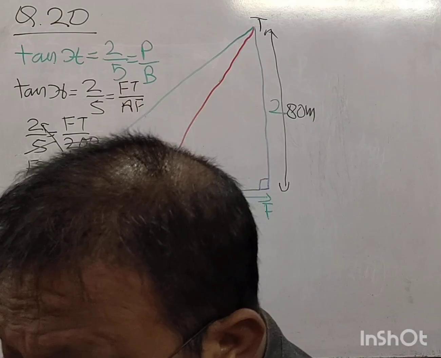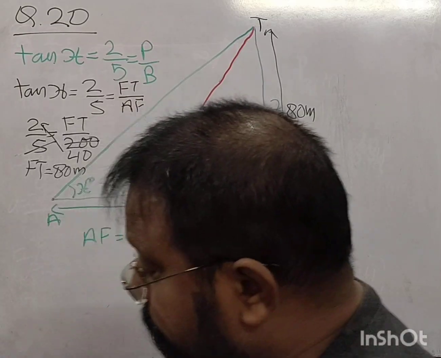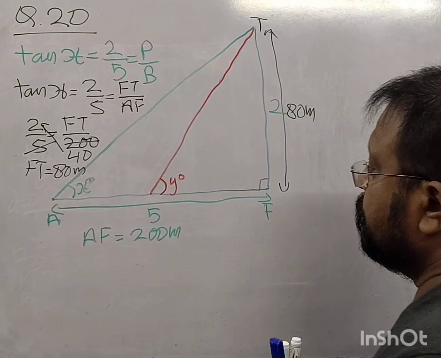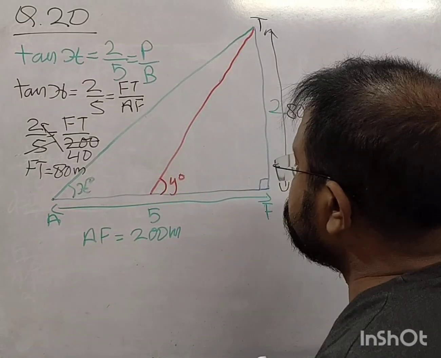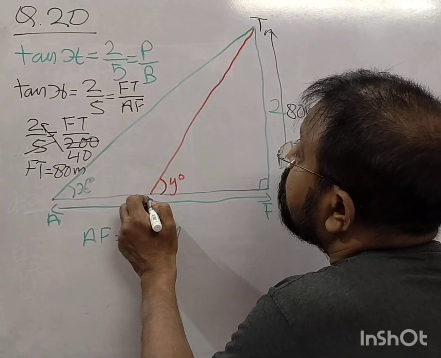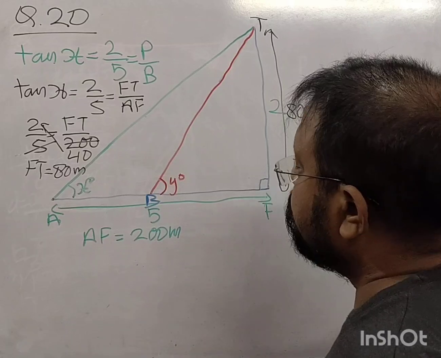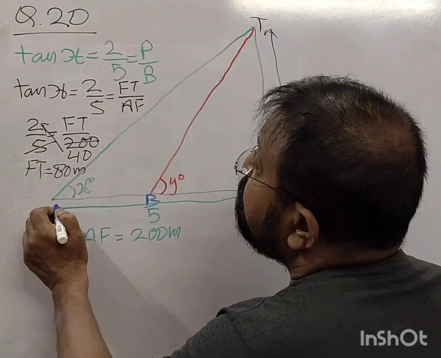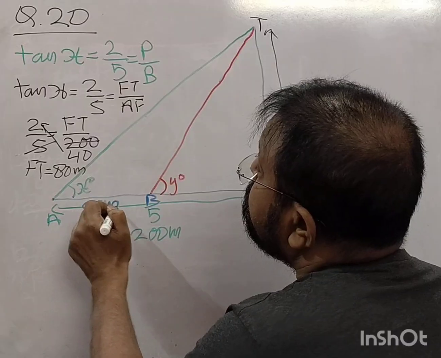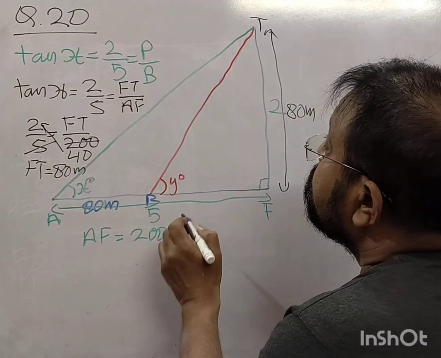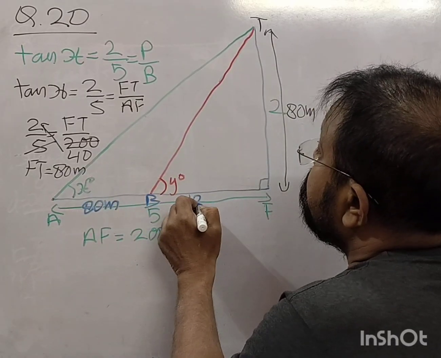AB, where is B? Okay, this is B, and AB is given to you as 80 meter. So this is how much? 120. This is 120 meter.